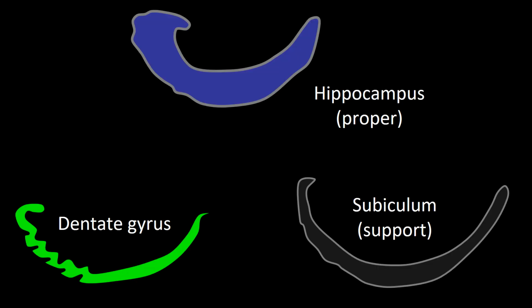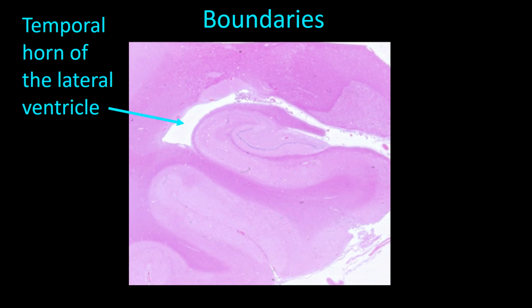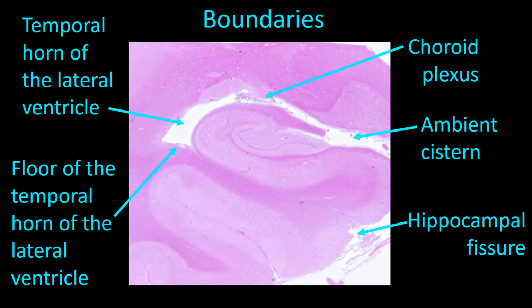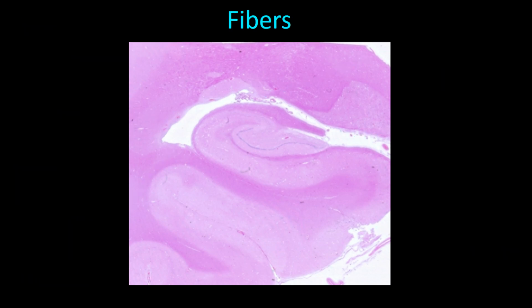The hippocampal formation is made of three parts: the hippocampus proper or horn of Ammon, the dentate gyrus, and the subiculum. I will start by naming the boundaries of the hippocampus. These boundaries are the temporal horn of the lateral ventricle. I am now indicating the floor of the temporal horn of the lateral ventricle, the choroid plexus, ambient cistern, and hippocampal fissure. The fibers are complicated.